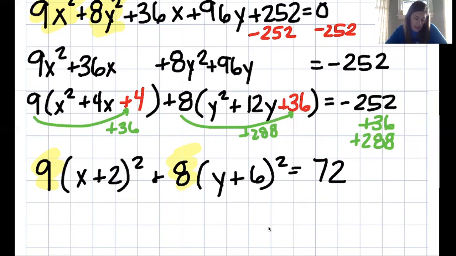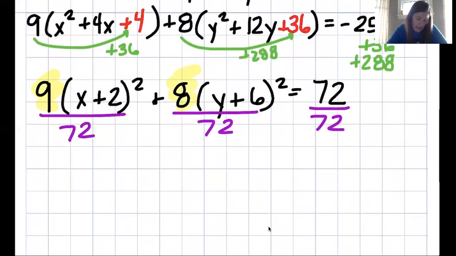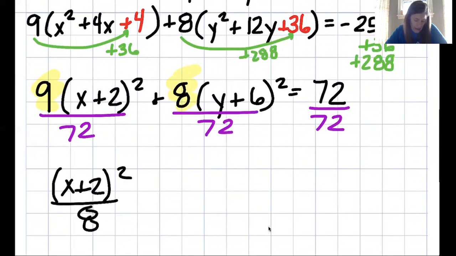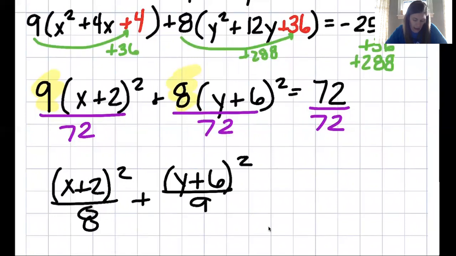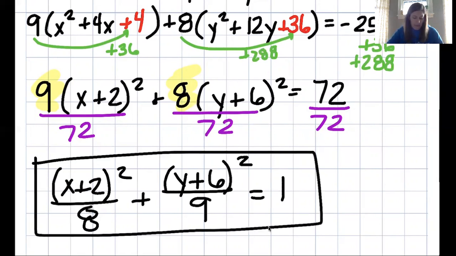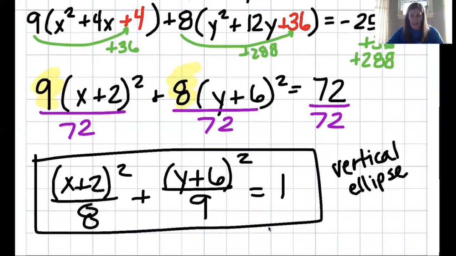So what I want to do is divide both sides by 72. Okay, so each term is going to get divided by 72. And that's going to leave me with x plus 2 quantity squared over 8 plus y plus 6 quantity squared over 9 equal to 1. Okay. And if I were looking at this standard form equation, I could tell that this is a vertical ellipse just by looking at those denominators.